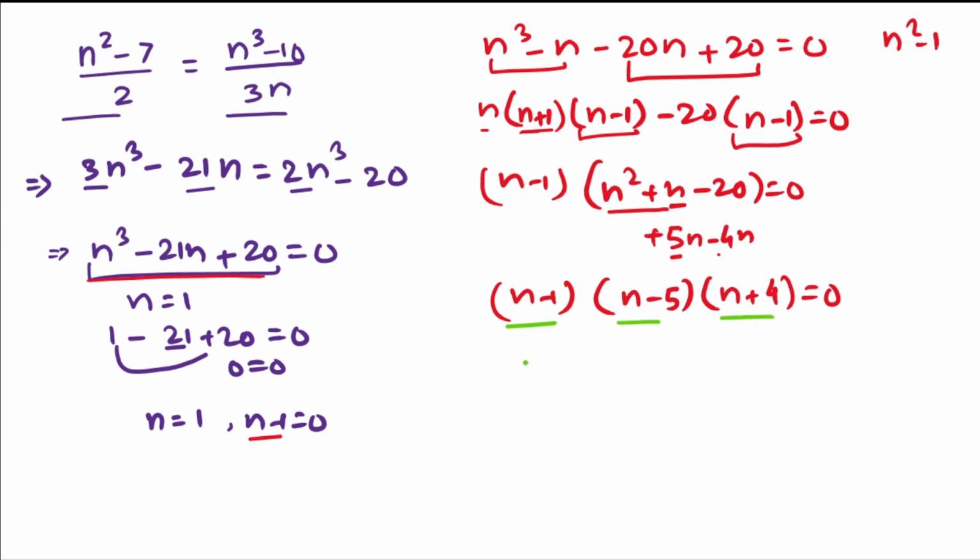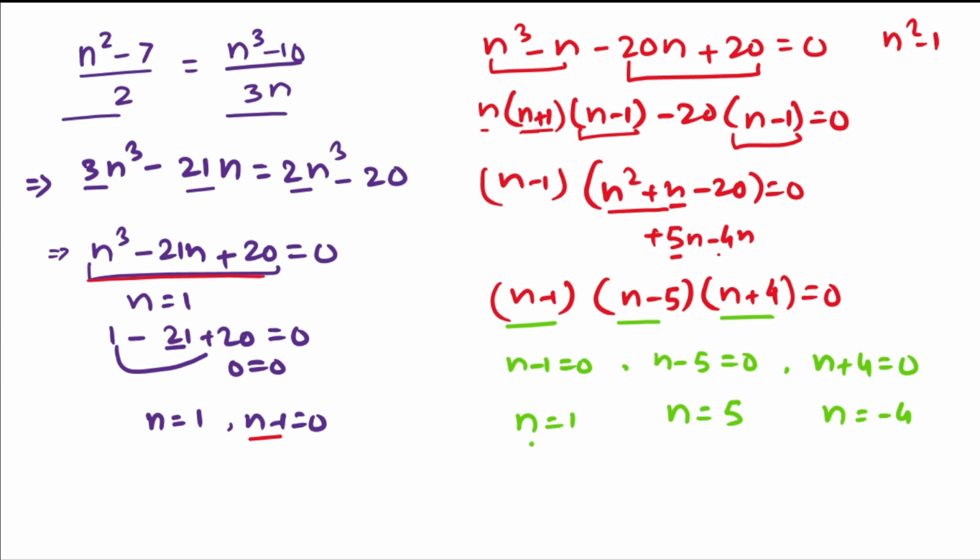So the value of n: n minus 1 is 0, n minus 5 is equal to 0, and n plus 4 is also equal to 0. Now from here the value of n will be 1, and for this term n is 5, and for this term n is negative 4.